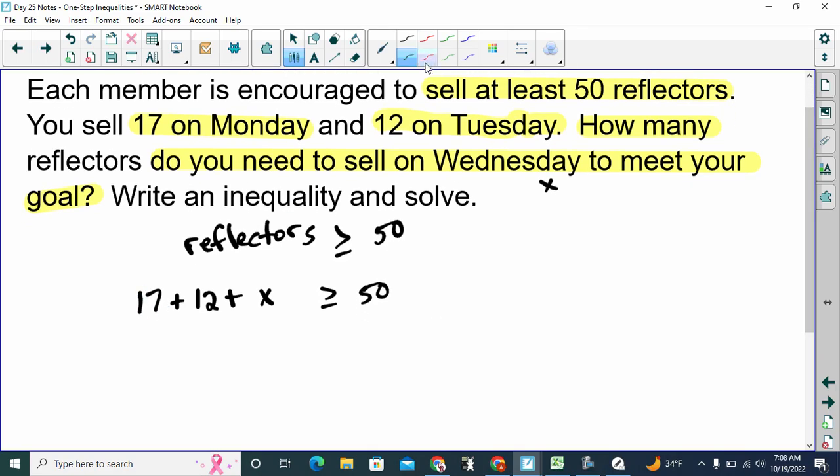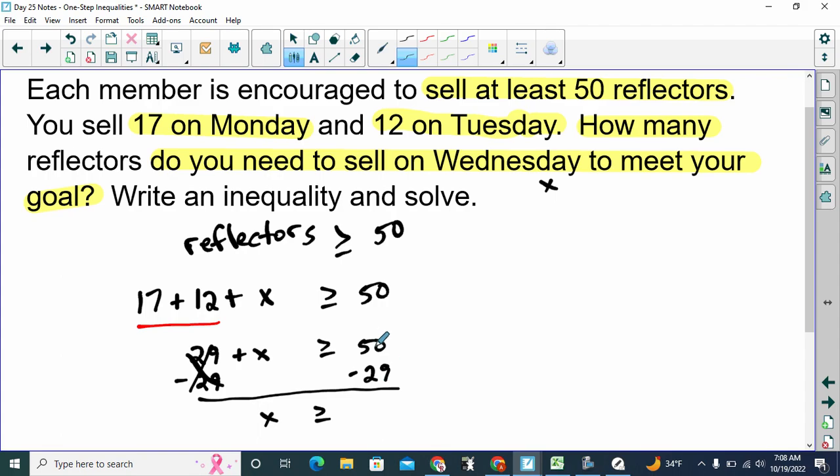Combine like terms right here, 17 plus 12. We can combine those to 29. I have positive x. I am adding 29 to that. So I need to subtract 29 from both sides. 50 minus 29 gives me 21. x, which is the number that you need to sell on Wednesday, needs to be greater than or equal to 21. You need to sell 21 or more reflectors on Wednesday.